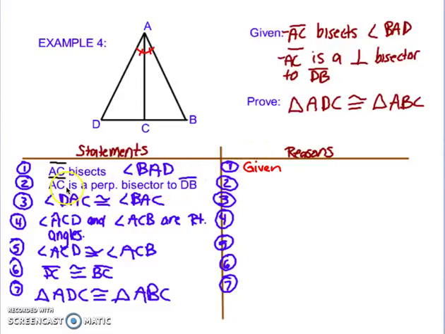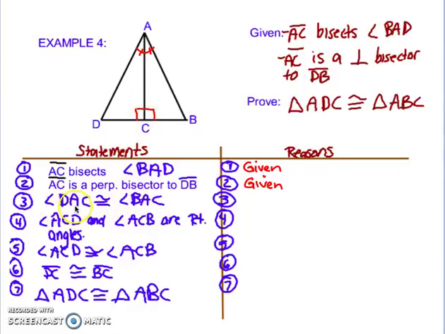In our second statement, it tells us that segment AC is a perpendicular bisector to DB. So here again we have segment AC, and we can see that that is a perpendicular bisector to DB. So down here we can state again that that is a given. And since it's a bisector, we also can draw in here that it's bisecting.